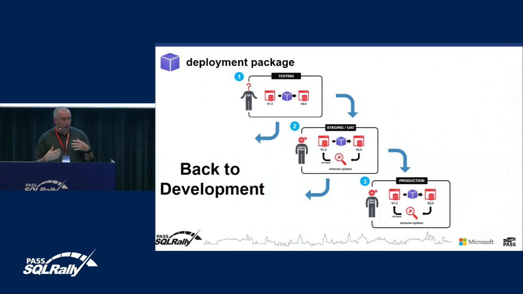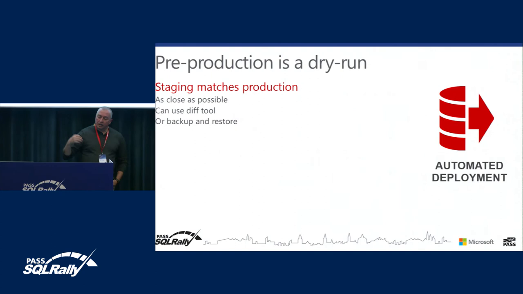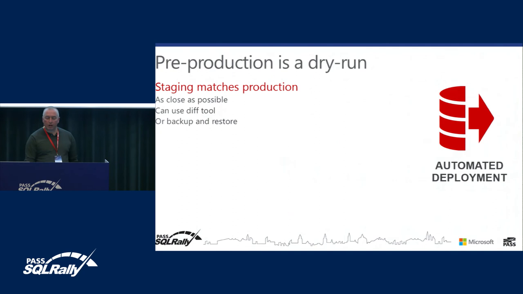Not guaranteeing you that it won't fail, because if it fails, you go back to development and fix it, right? Over and over and over again. Everything is a dry run for production. You want to try to get staging, your pre-production environment, whatever you're calling it, as close as you can. You can use a diff tool, you can use a backup and restore, anything that works. The whole idea is that that means you're ready to go to production, right?